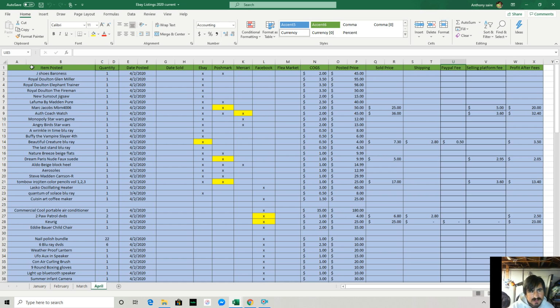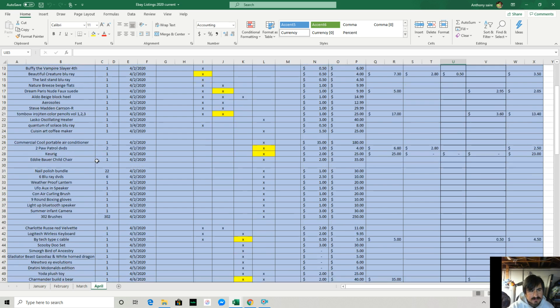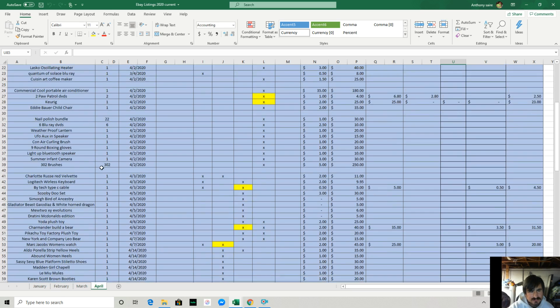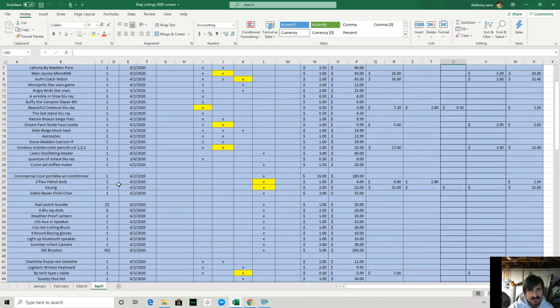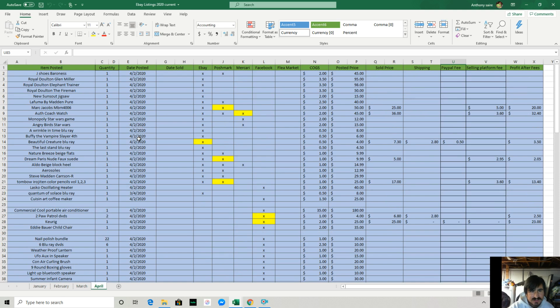But generally, what I usually do, I'll create a little column here to put in the item number. It would be A1, B1, A2, B2, whatever label I decide to put on it. I'll just create a separate column and put it there. But for now, I have my item posted, the quantity, so I label how much I have, and the date posted, the day I sell it.